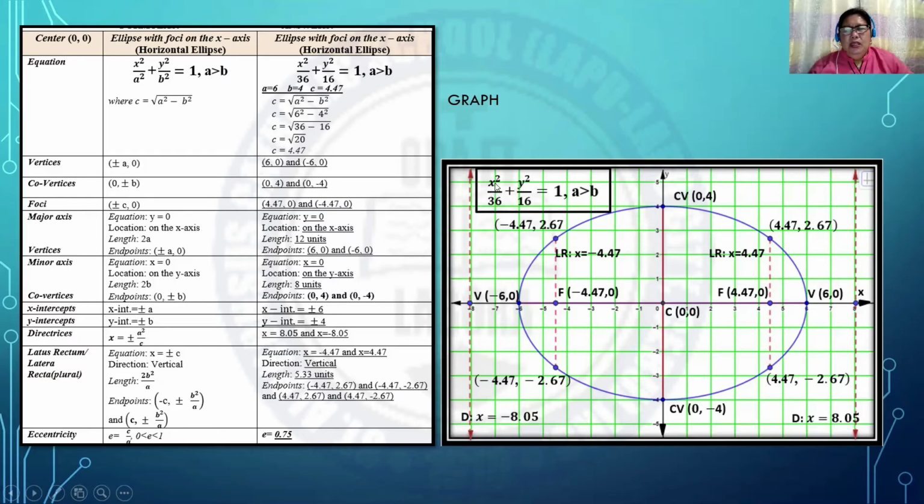The equation is x squared over 36 plus y squared over 16. This is the latus rectum with the equation x is equal to negative 4.47. The other one is x is equal to 4.47. The directrix here, the equation is 8.05. Here, negative 8.05. You have the vertex, focus, center, focus, vertex, the co-vertex, and the endpoints of the latus rectum.